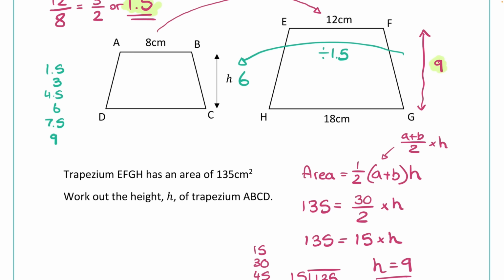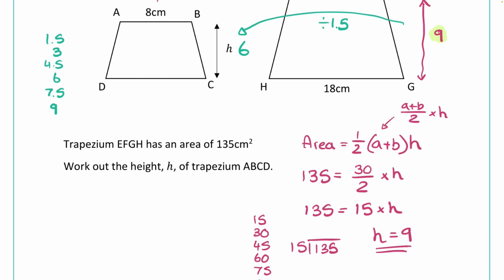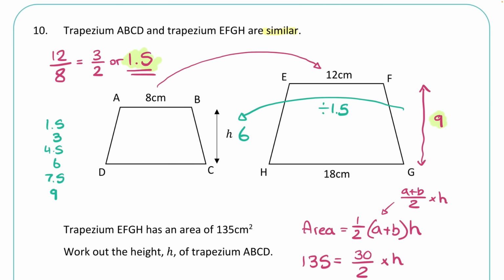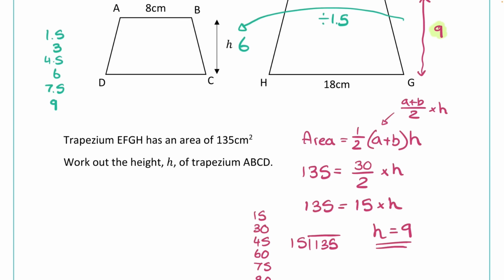So there we go. That was sort of working backwards with the area of a trapezium formula to find the height of the bigger trapezium, and using similar shapes there with a decimal scale factor to go back to our smaller trapezium. So our final answer was 6.